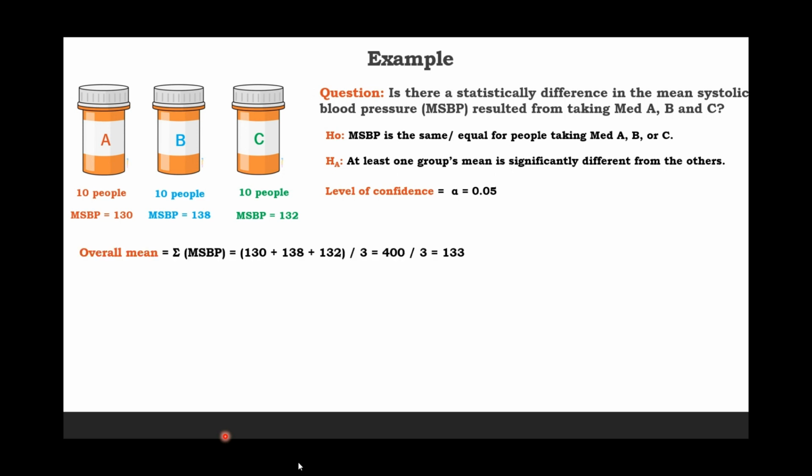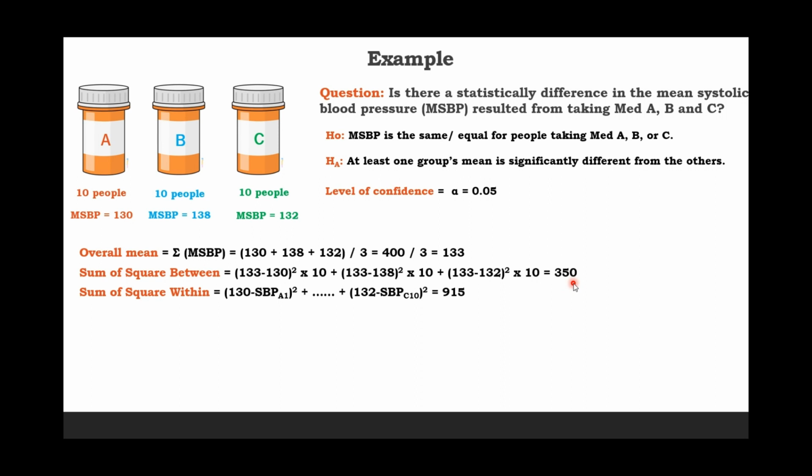So for the first step, I'm going to calculate the overall mean of systolic blood pressure, which is just the summation of the three groups' means divided by 3, and I got 133. Next step, I'm going to calculate the sum of squares between by the following steps. I'm going to take the overall mean minus the group A mean, squared, and multiply by 10. I'm going to do the same thing with group B and group C, and I got 350.